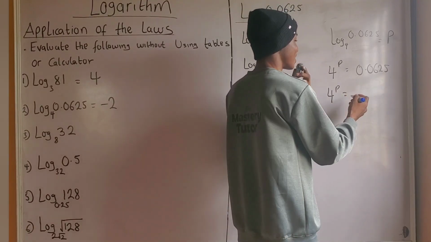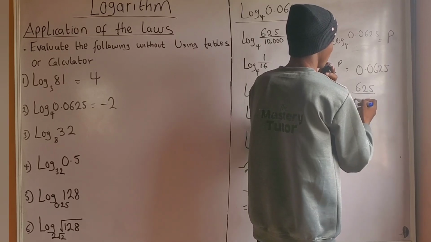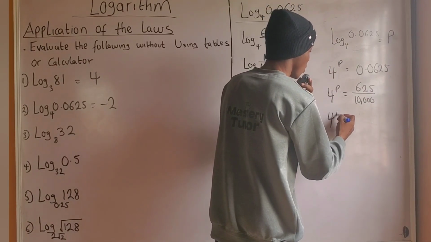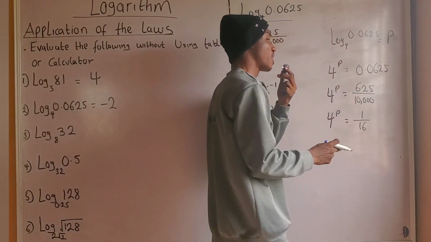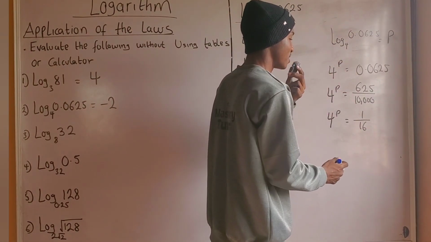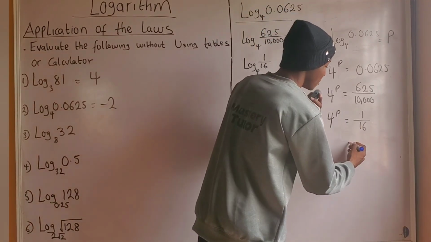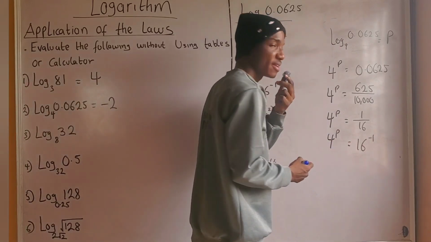So I'm going to have 4 raised to the power of p equals, now listen to me, 0.0625 can be written as 625 over 10,000, right? So I'm going to have 4 raised to the power of p equals 1 over 16. If you reduce this fraction to its lowest term, you're going to have 1 over 16. Now, 1 over 16 can be written as 16 raised to the power of negative 1. And I'm going to have 4 raised to the power of p here.